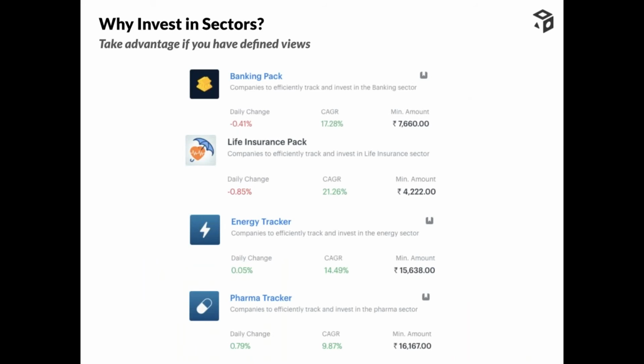Similarly, as you can see, there are smallcases and packs that have to do with the life insurance sector or the pharma sector. If for any reason you have defined strong views that one of these sectors is going to do well, then this becomes a very convenient way for you to get exposure to that particular sector. For example, the insurance industry.